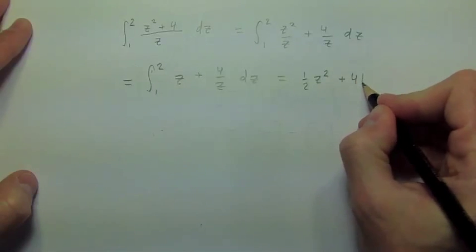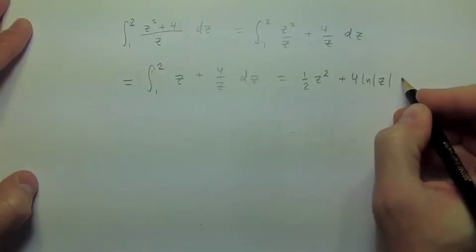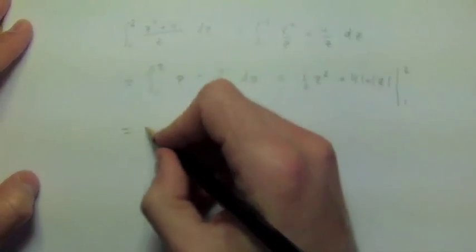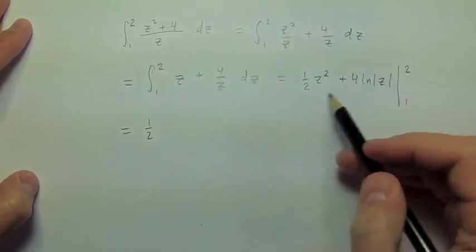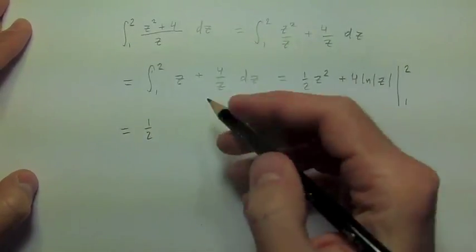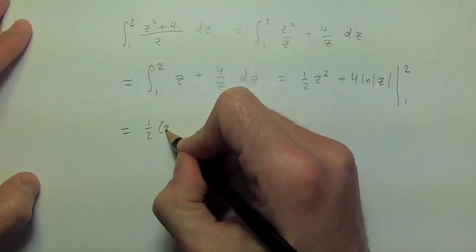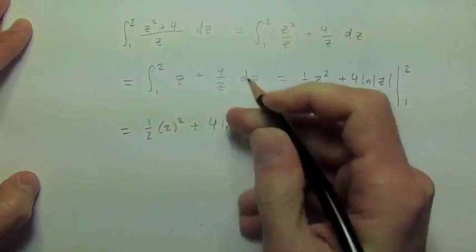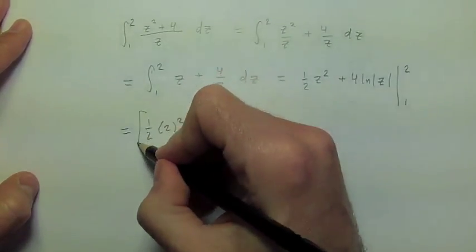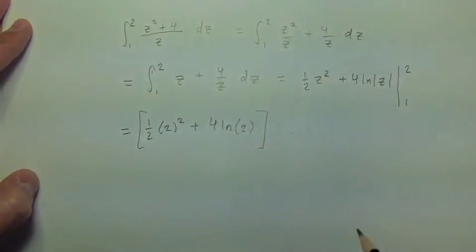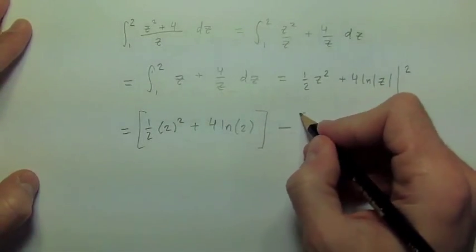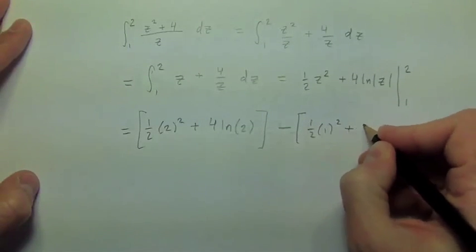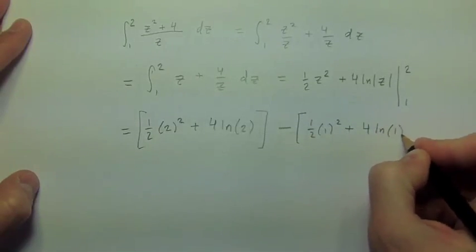It's going to give us 4 natural log of the absolute value of z. We're going to evaluate that from 1 to 2. So now I'm going to evaluate this at 2. So this is going to be 1/2 times 2 squared plus 4 times the natural log of 2. I'm going to go ahead and drop that absolute value bar right now, but you do need it in this piece. Okay, minus 1/2 times 1 squared plus 4 times the natural log of 1.